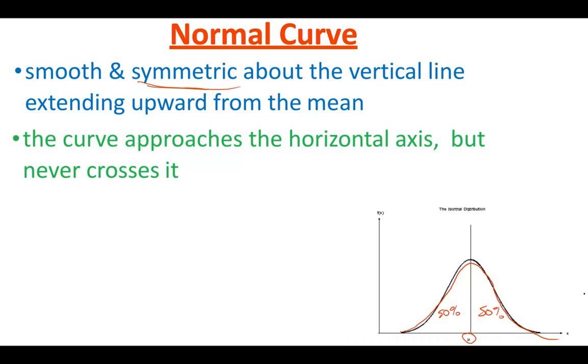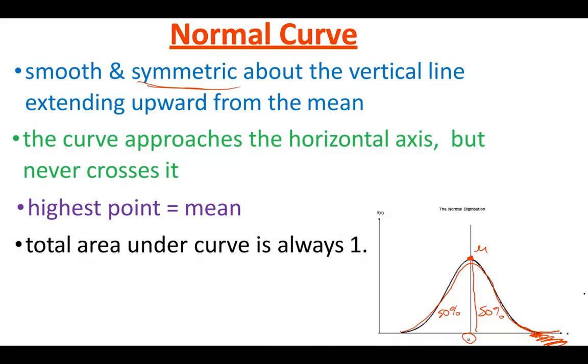This curve approaches the horizontal axis, gets infinitely close to it, but never crosses it. Never ever crosses it. If you're familiar with the term asymptote from Algebra 2, it's kind of like an asymptote. It never crosses that line. It gets infinitely close to the axis, but it never actually crosses it. The highest point up here is always going to be the mean. So that's the mean, right? Extend straight down.